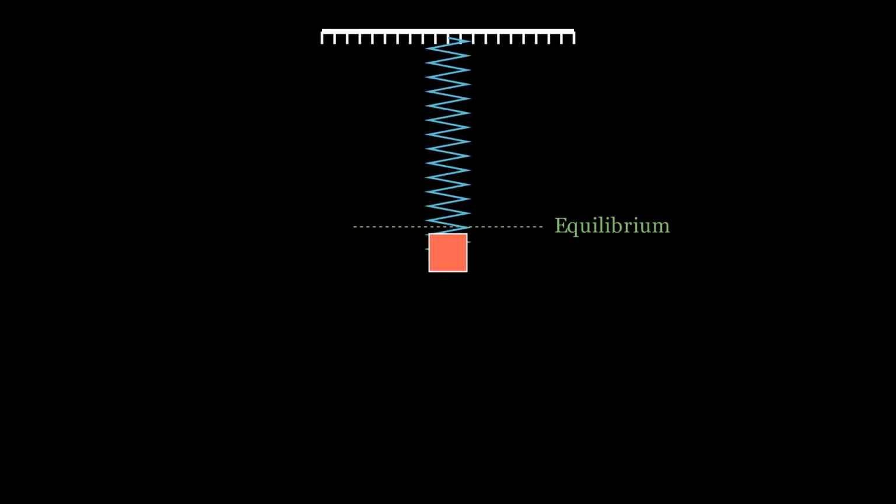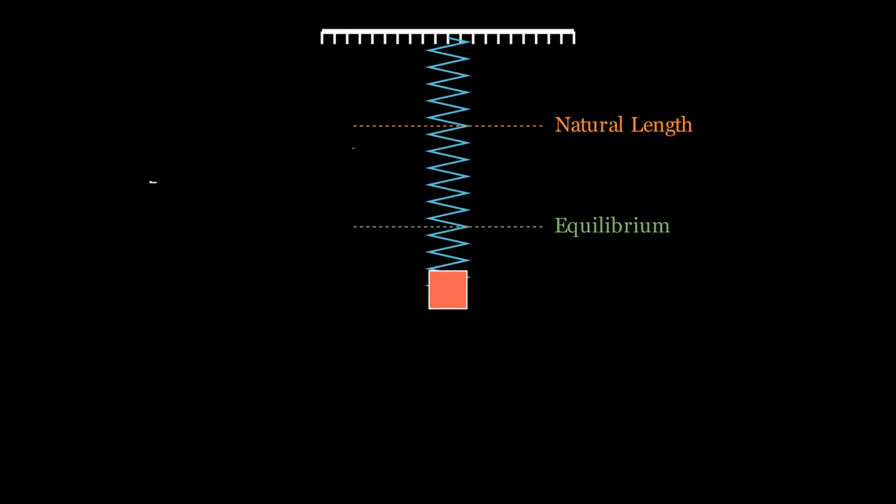Now let's look at a second example of SHM in practice, a mass attached to a spring. If we displace the mass beyond the equilibrium point and let it go, it will oscillate up and down around this point. In a real example, the oscillations decrease in amplitude over time due to damping forces. However, for our ideal example, we can ignore these.